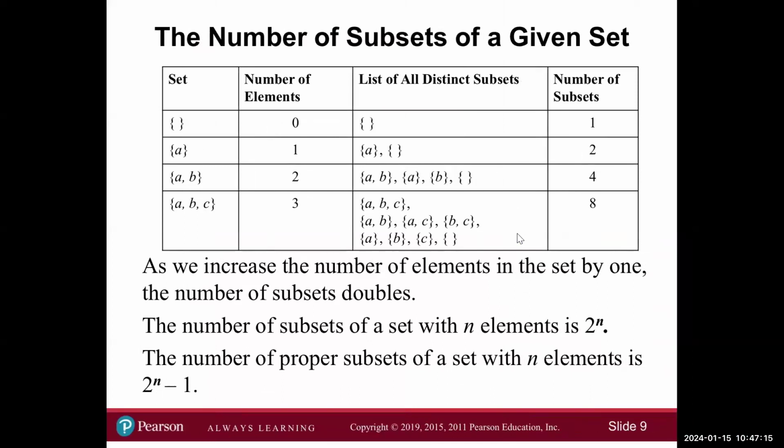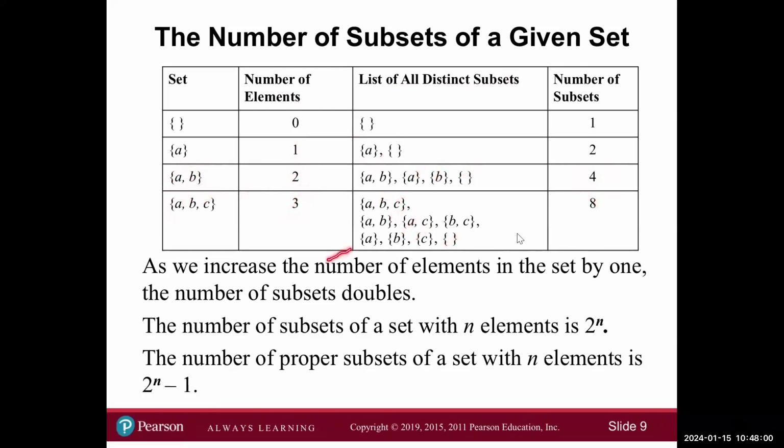Now the number of subsets. This bracket is the empty set, which means nothing. For a set with one element, A = {1}, there are two distinct subsets because of the empty set. For the set {A, B}, the number of elements is two, and we can list them out: four subsets. For the set {A, B, C}, there are three elements, and listing them all out gives 8 subsets.